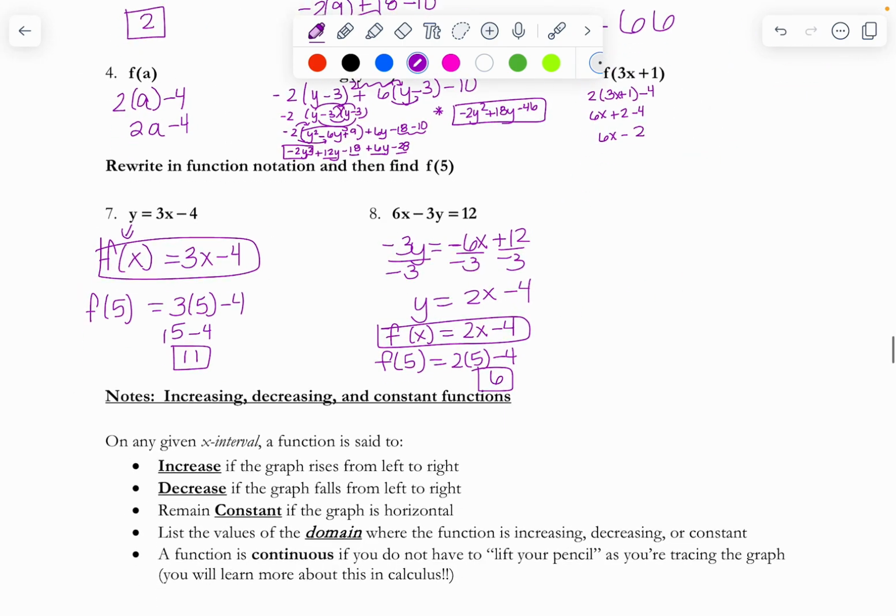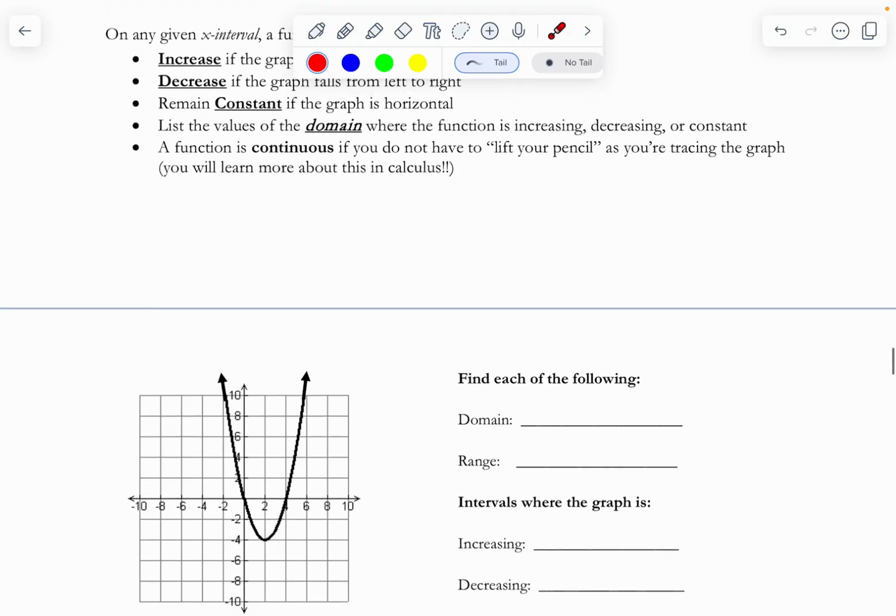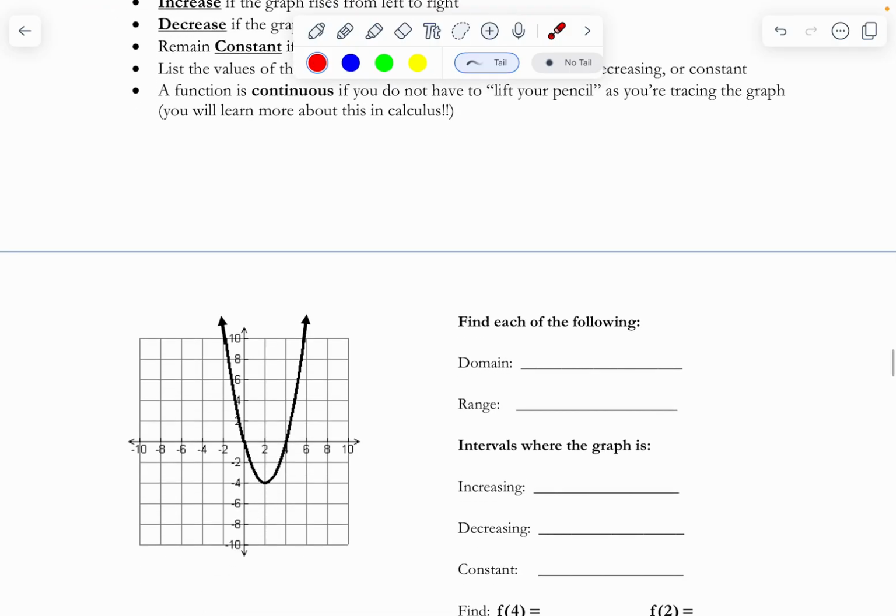Okay, the last concept we're going to look at is when functions are increasing, decreasing, or constant. We're also going to look back at the domain. And how we do this is we look at our graphs from left to right. So the first thing I'm going to do is talk about my domain. Remember, our domain are our x values.